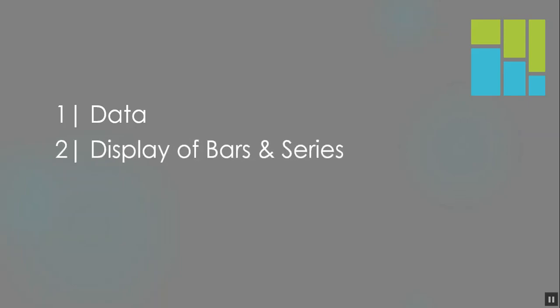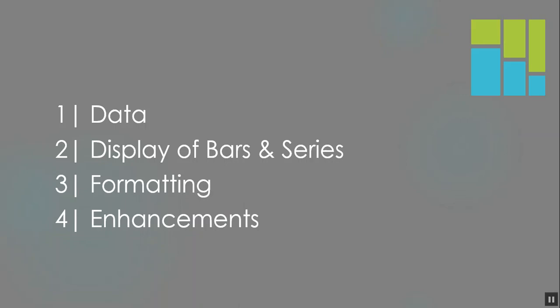First step is to get your data into the chart data sheet. Second step is to determine how to display that data as bars and series on the chart. The third step is formatting your chart. And the final step is adding enhancements to your chart.